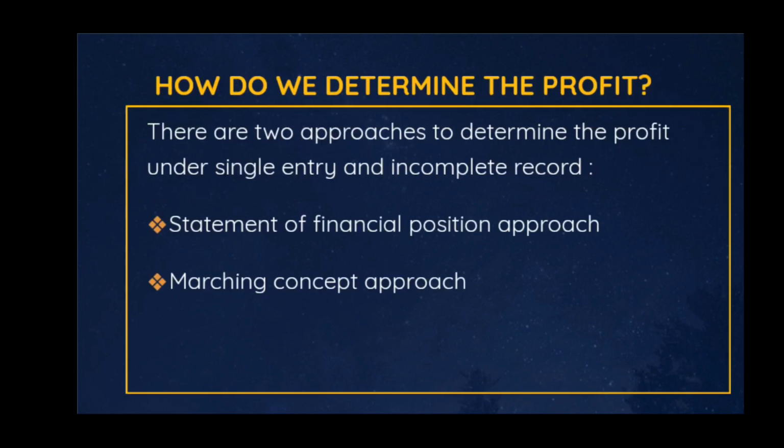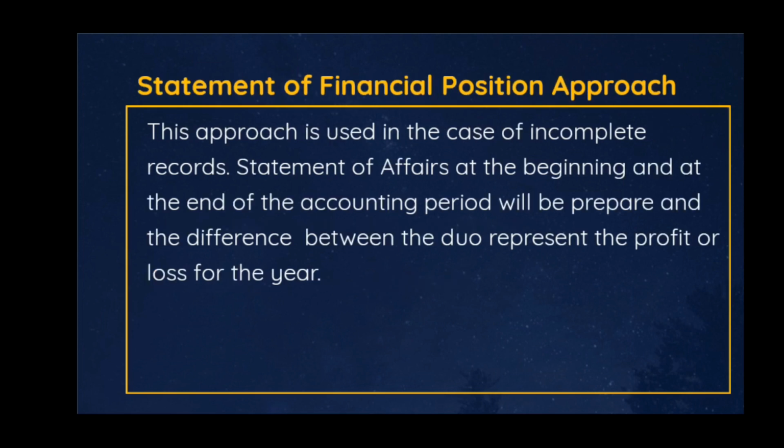Now, how do we determine the profit? There are two approaches to determine the profit under single entry and incomplete record. The first approach is the statement of financial position approach, while the second approach is the matching concept approach. So, the statement of financial position approach. This is used in the case of incomplete record, that is, a statement of affairs at the beginning of the accounting period will be prepared, a statement of affairs at the end of the accounting period will be prepared, and the difference between the two will determine the profit.